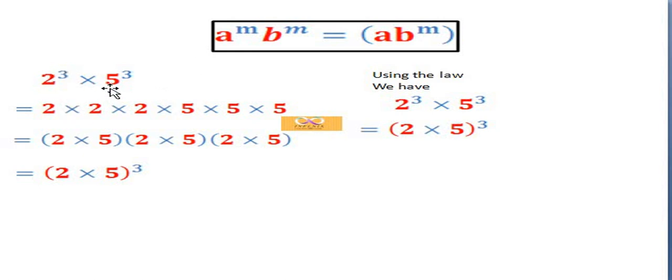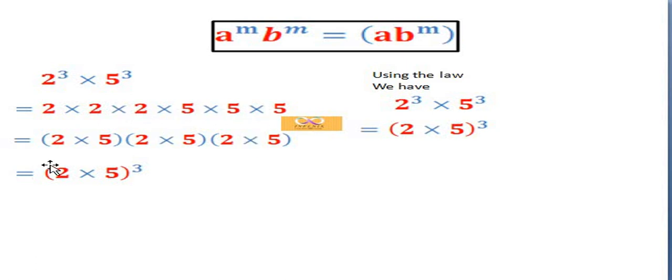2 to the power 3 multiplied by 5 to the power 3. I will expand this here. So 2 to the power 3 means 2 is multiplied by itself 3 times. So 1, 2 and 3. Now 5 to the power 3 means 5 is multiplied by itself 3 times. So 1, 2 and 3. Now I will group these numbers together. So 2 and 5, 2 multiplied by 5, I will write here as one group. Then again this and this will come here, and this will come here.